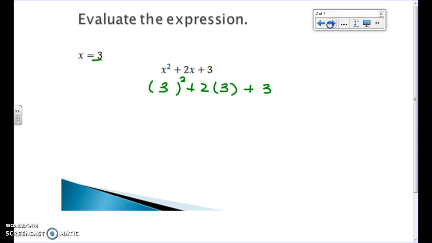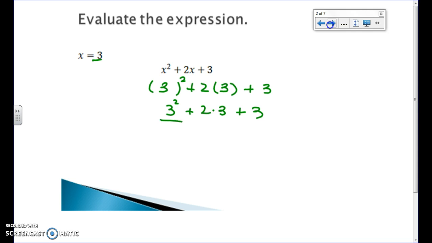All right, and now I'm just going to follow my order of operations. So the first thing in order of operations is parentheses, and I see that in both of my parentheses there are no longer any operations inside. When I say operations, I'm talking about addition, subtraction, multiplication, or division. There's no operations inside the parentheses, so I'm going to go ahead and remove the parentheses.